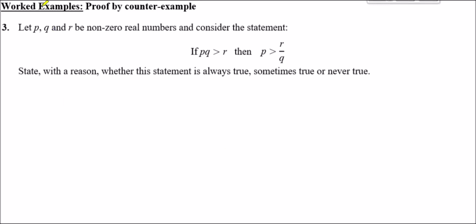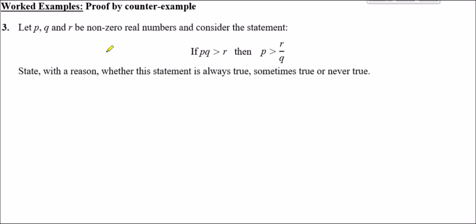Example 3, again another proof by counterexample here. Let p, q and r be non-zero real numbers, and consider the statement: if pq is greater than r, then p is greater than r over q. State with a reason whether the statement is always true, sometimes true, or never true.